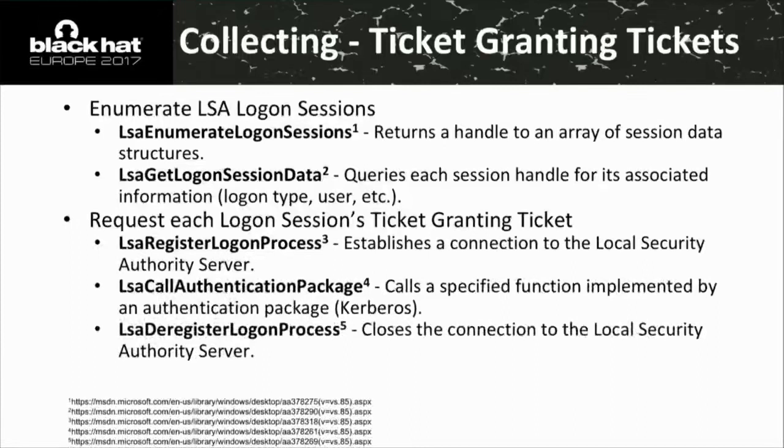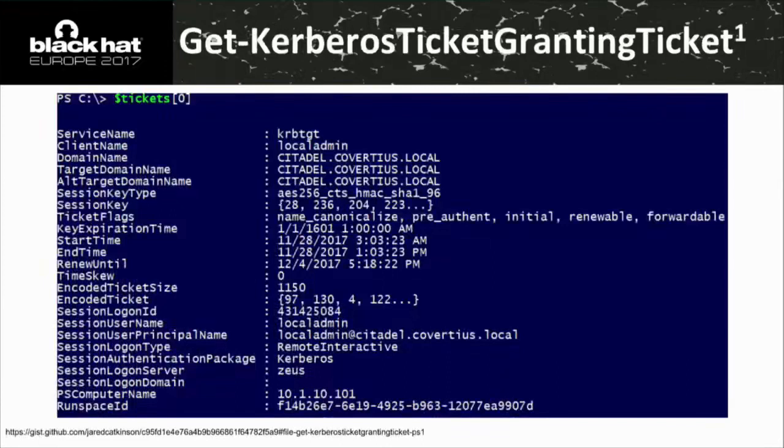The way you do this is by querying all the LSA functions. Basically, you query the logon sessions, and for every logon session you ask, do you have a Kerberos ticket granting ticket? If it does, it returns, and then you can analyze it from there. Next slide. Then you have a script called Get-KerberosTicketGrantingTicket. Generally speaking, at the bottom you have the information about the logon session that ticket belongs to, and at the top you have the information about the ticket itself.